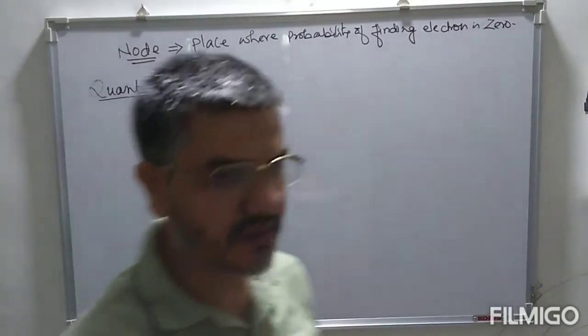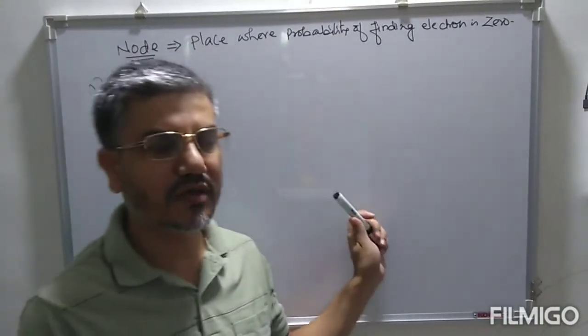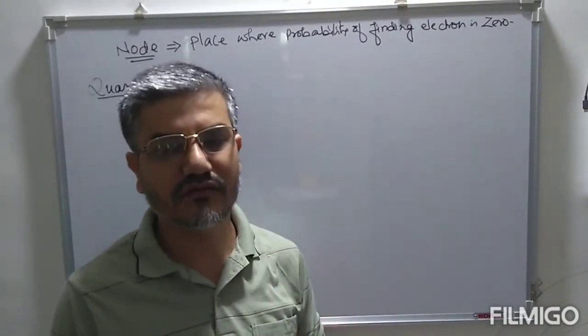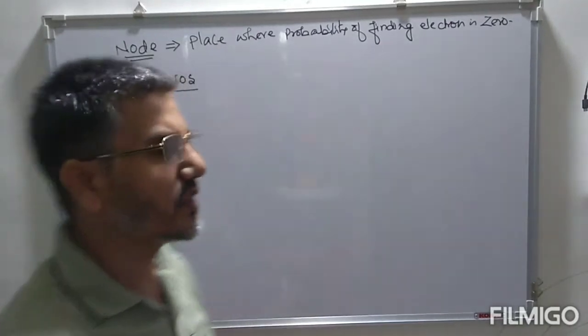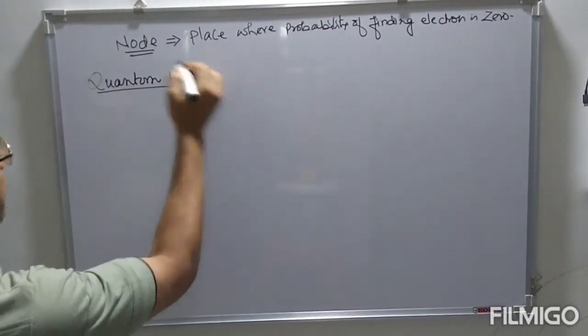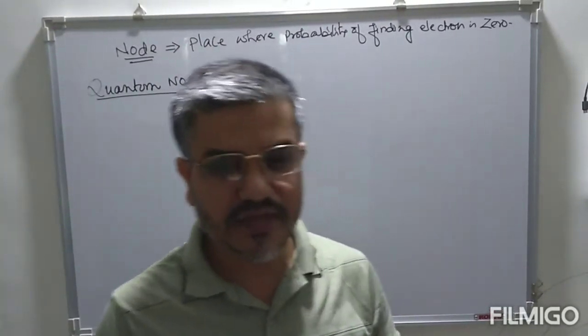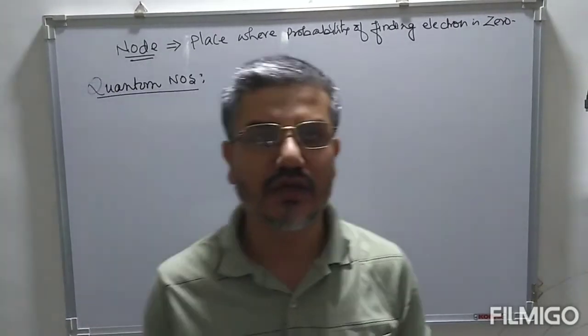These are the quantum numbers which are derived from the wave mechanical model. On solving this wave function r, theta, phi gives rise to 3 important quantum numbers. Now, before moving into these quantum numbers, let me explain what is quantum number.